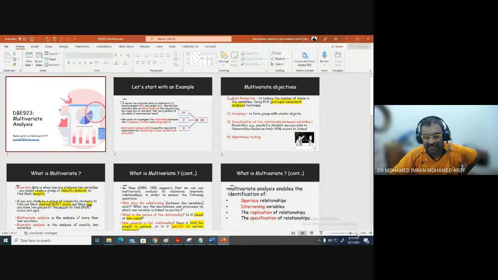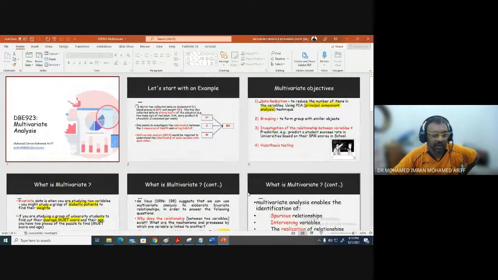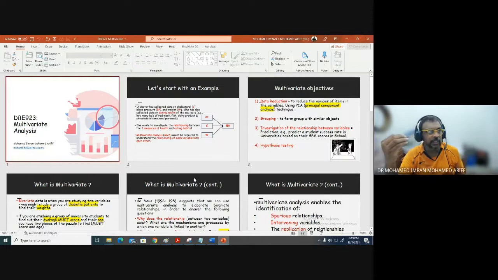Okay, let's continue this. So today is multivariate analysis. We started last week with bivariate, and the week before that we did univariate. So I think you can see the difference. Uni is 1, bivariate is 2, and multivariate is when we are talking about more than one variable. We are interested in more than one variable.